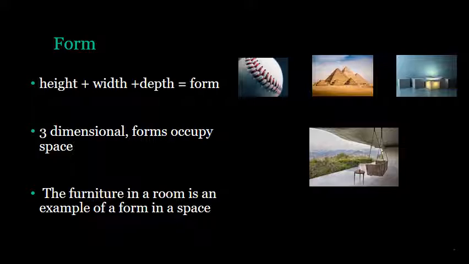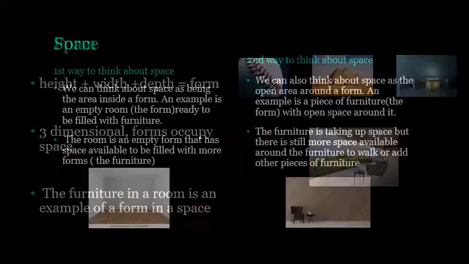So when we put furniture into a room, that's an example of a form we're using in interior design. So it's going to go into the room, it's going to take up space, it's going to have height, width, and depth. So it's more three-dimensional.